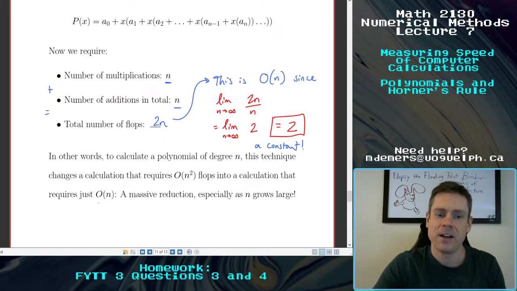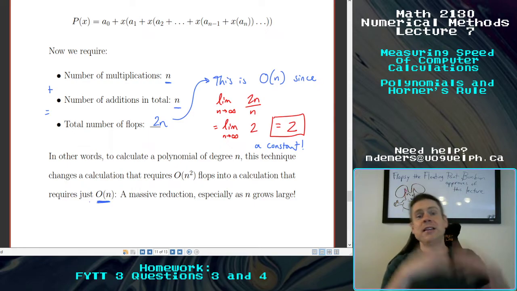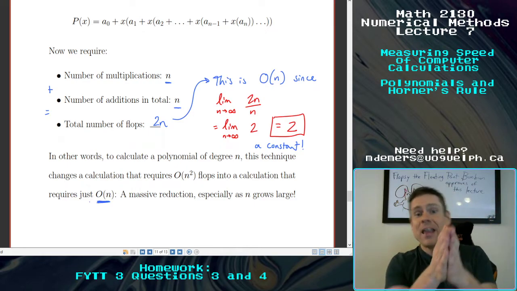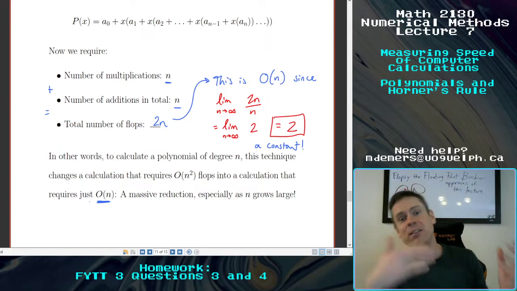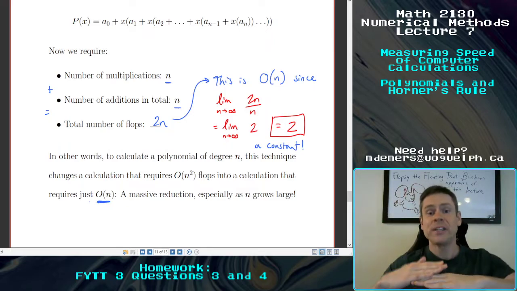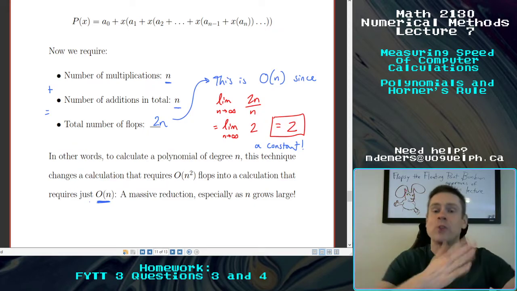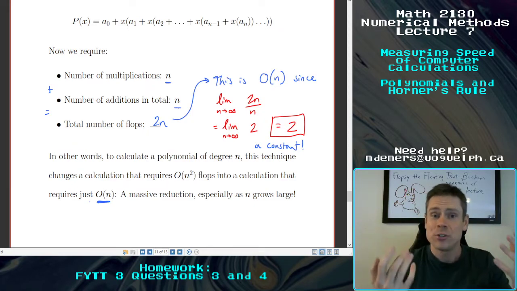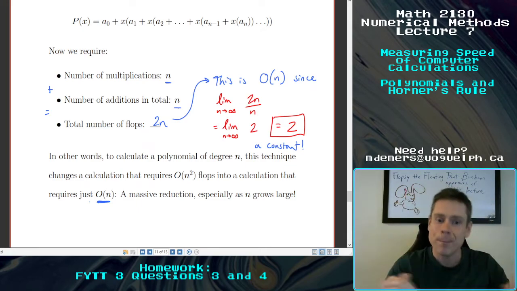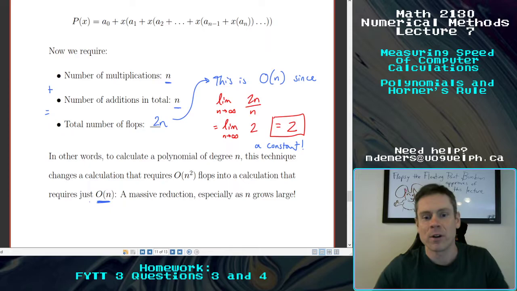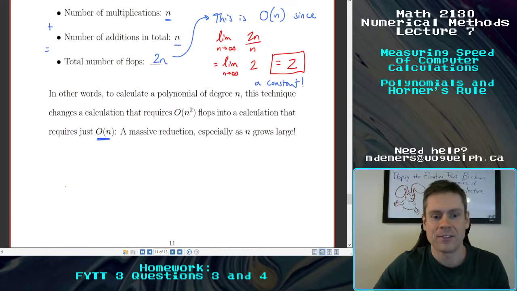And so we can be confident that using Horner's rule now makes it so that if a polynomial increases in its degree, the amount of steps you need to process that polynomial now only increases linearly rather than quadratically. That's huge, okay? Especially as n grows large, the savings from that is massive. And that's where the importance is for this.